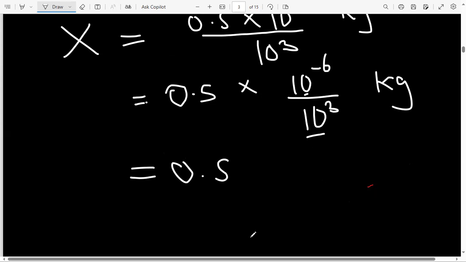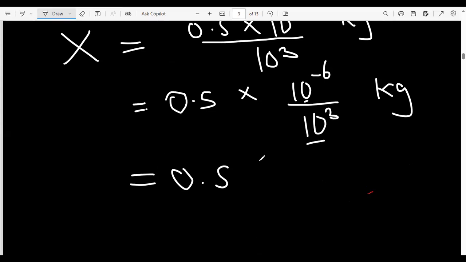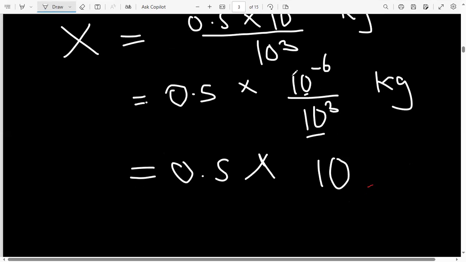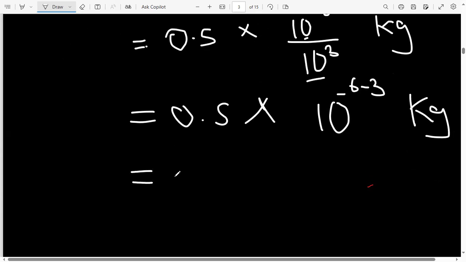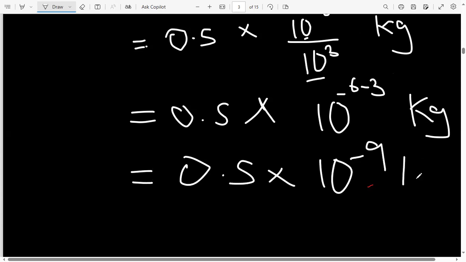So this is going to be 0.5 multiplied by 10. And then here, since we are dividing, we are going to subtract these powers. So it will be 6 minus the power that is down there, which is what? 3, and then kg. Okay, so remember, we have to express this in scientific notation. So this is multiplied by 10 to the power minus 9, and then kg.